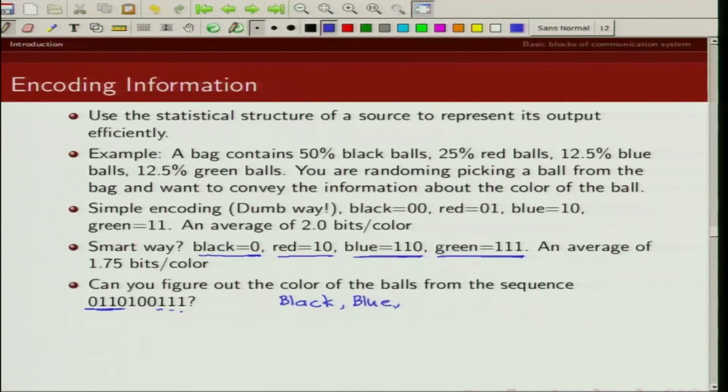Okay. Now let's look at the next bit, that's 1. So now again this could be red, this could be blue, or this could be green. So let's look at the other bit, 10. What is 10? 10 is red. So the next ball is red. Next we have 0 here. So what is 0? 0 is a black color ball.